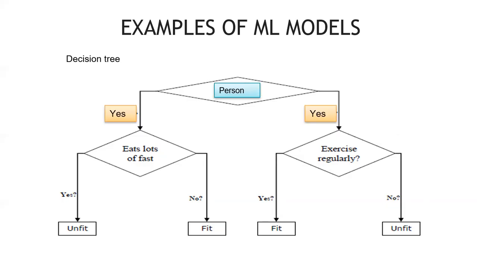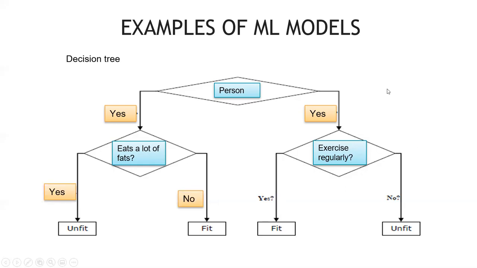Okay, I think we corrected this. So this person exercises regularly. This person eats a lot of fats, yes, then he's unfit. This person eats a lot of fats, no, then he's fit. This person exercises regularly, yes, he's fit. He doesn't exercise regularly, then he's unfit.